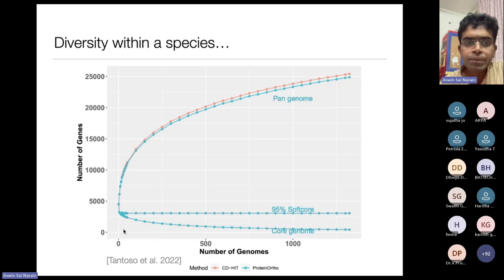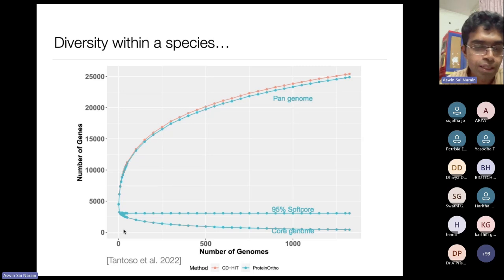Now, if the species is genetically very, very similar across members of the species, what I would see is that as I add more and more sequences of members of this species, I would just keep finding more and more of the same genes. The core genome or the common intersection would not be very small, and the pan genome would be closed. That is, as I add more and more sequences, more and more genomes, I do not discover any new genes within that species. And it turns out that is not the case.